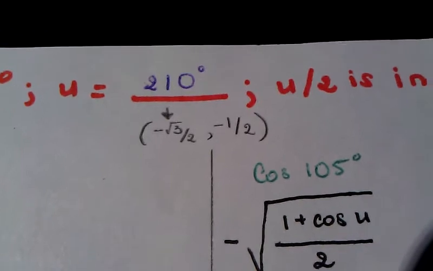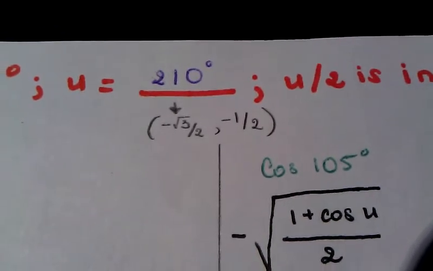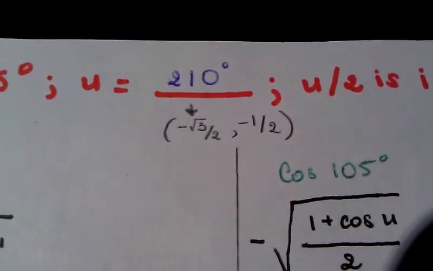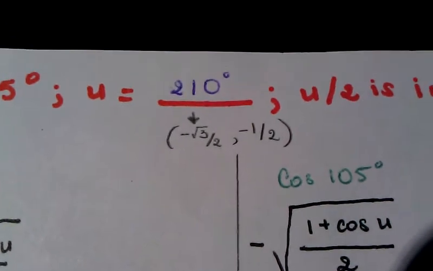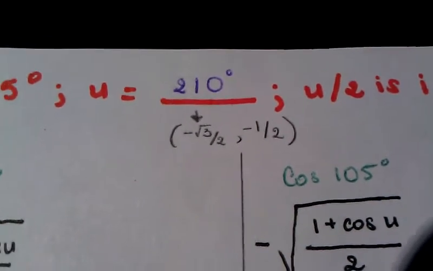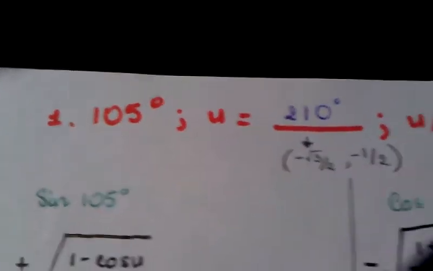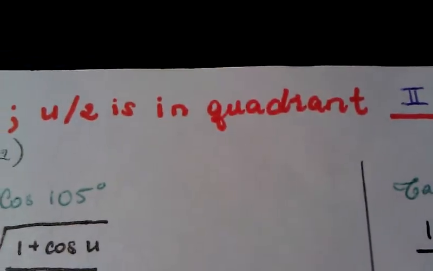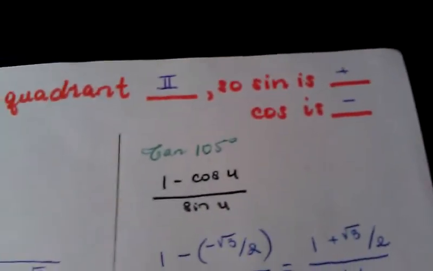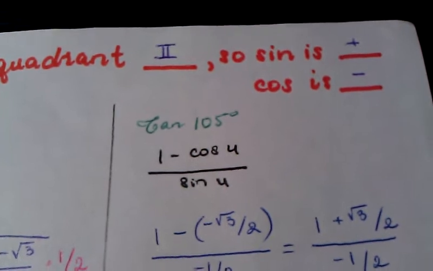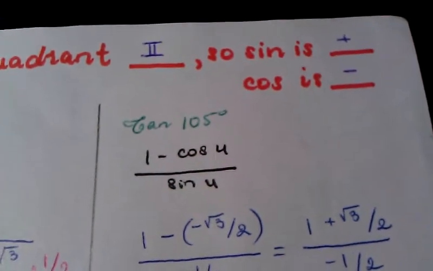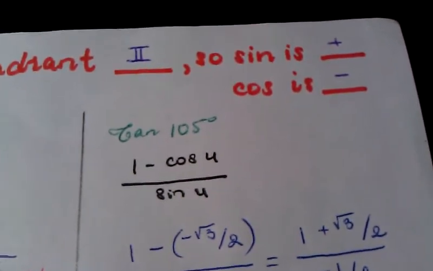However, when we're trying to find the positive and negative sign and what quadrant the angle actually appears in, we will look only at the half angle. U divided by 2 is in quadrant 2, which tells us that sine is positive and cosine is negative.